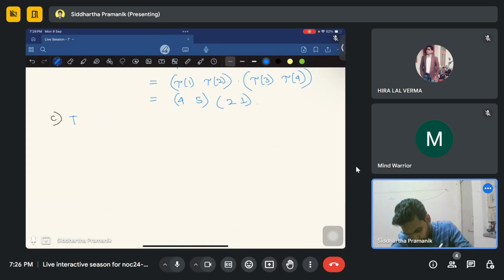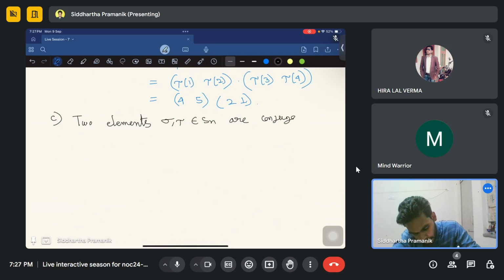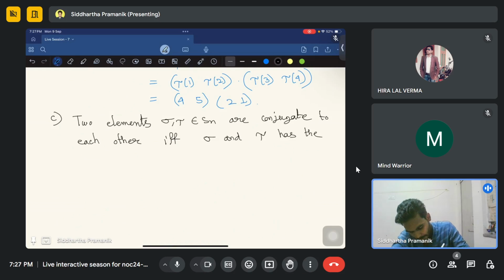So okay, let me write down the result. Two elements sigma and tau belonging to Sn are conjugate to each other if and only if sigma and tau have the same cycle structure.